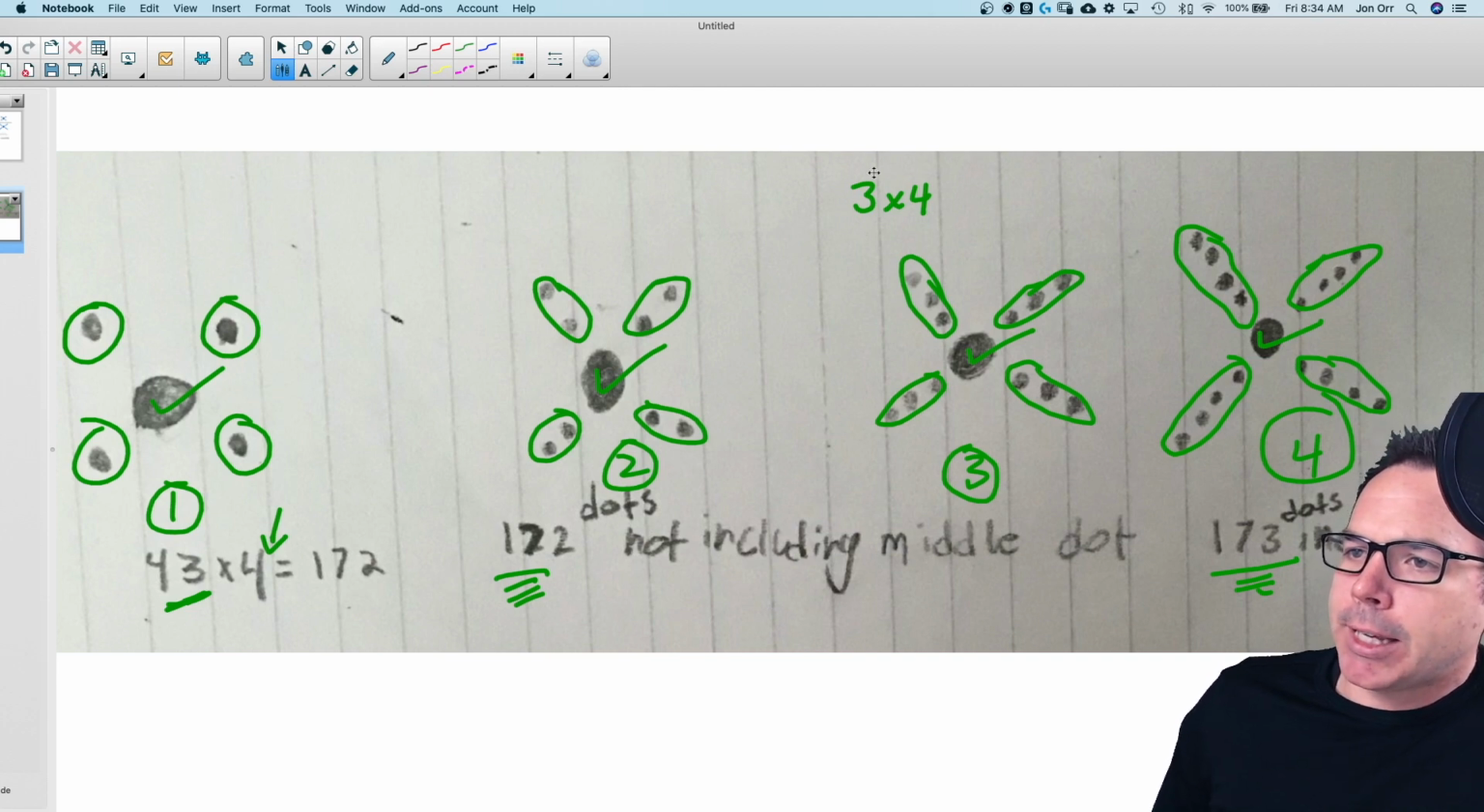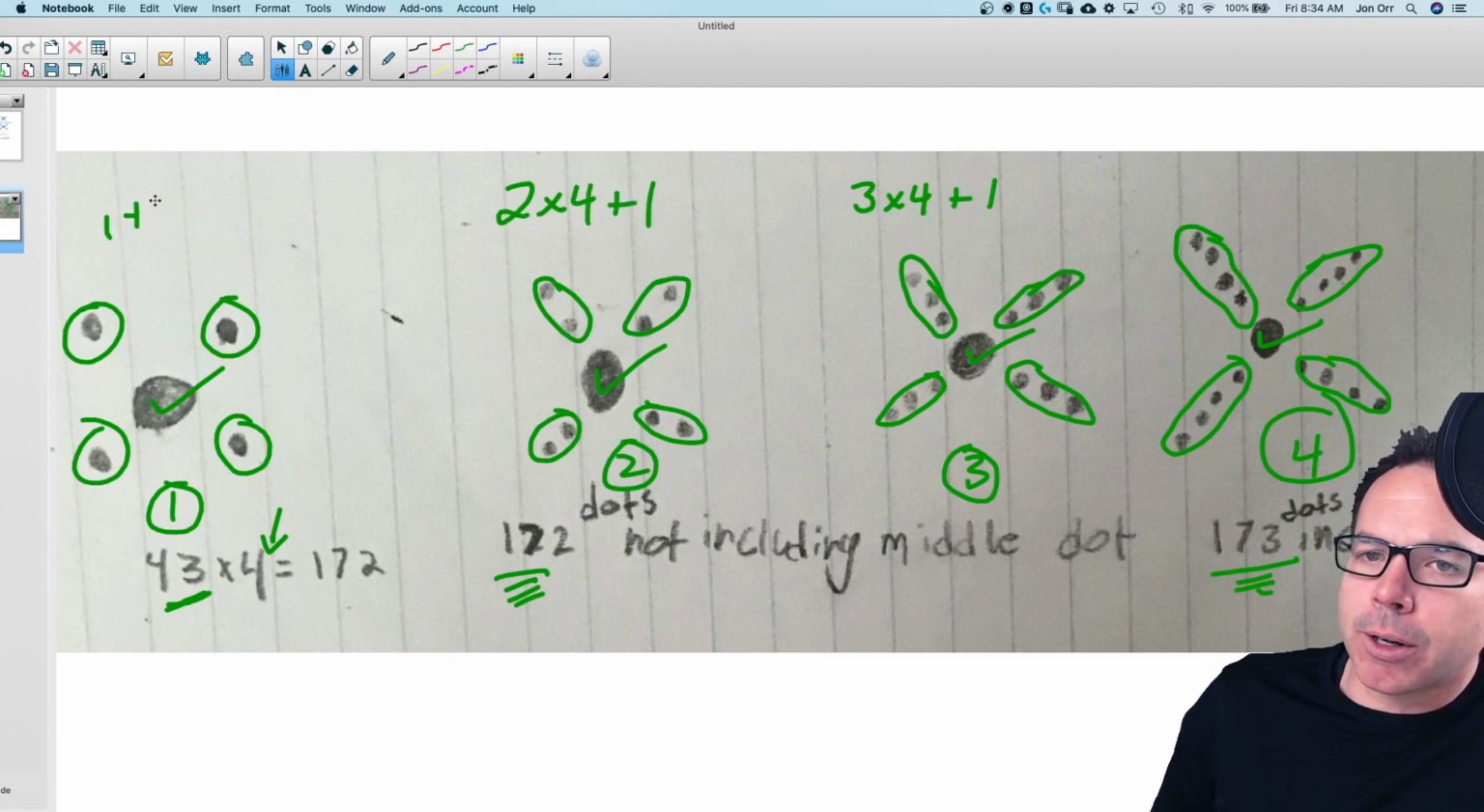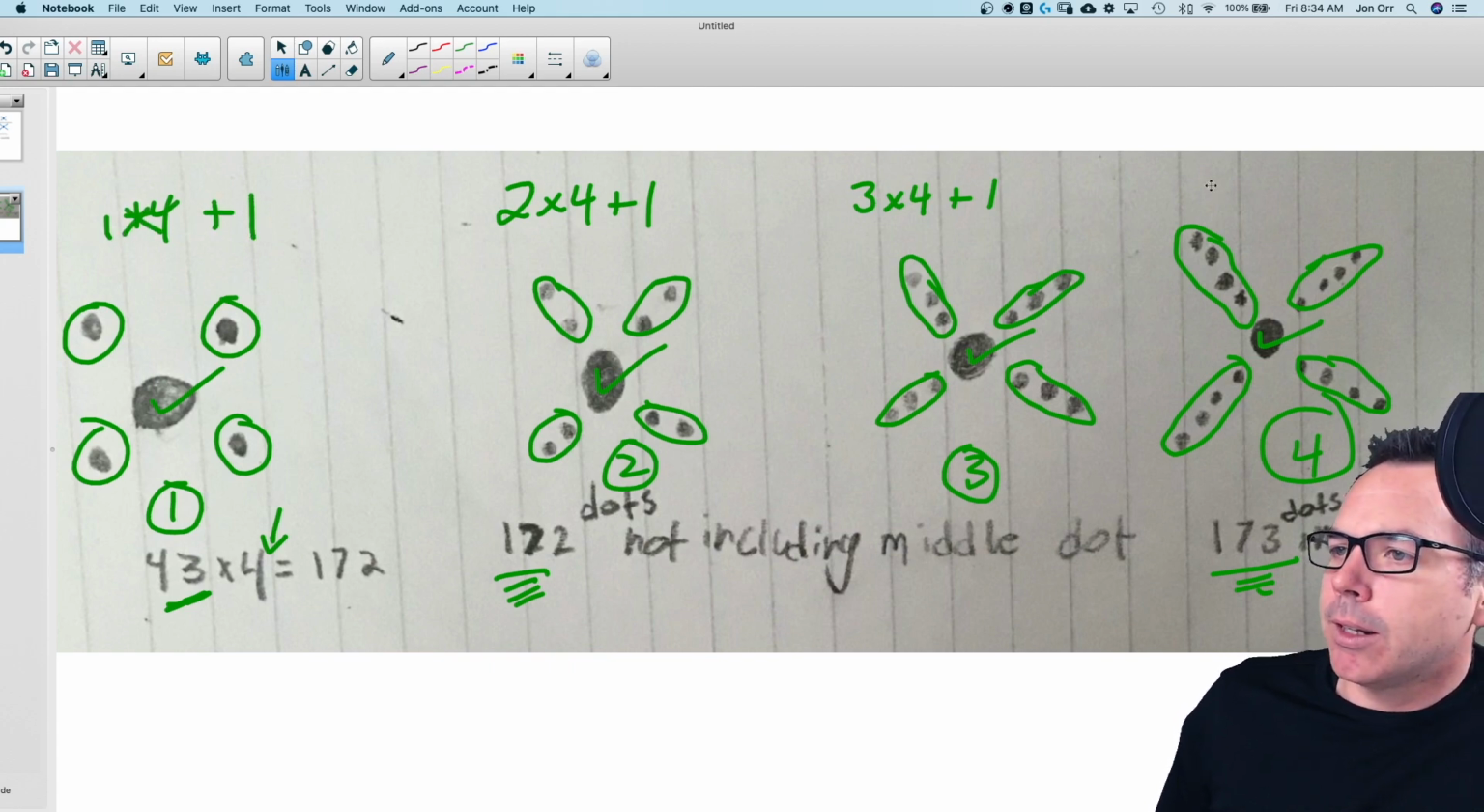So if in my calculation up here, I've got 3 times 4 because there's 4 groups of 3, and then we have that 1 in the middle. On this one, we had 2 times 4, and then we had that 1 in the middle. And on this one, we really have 4 groups of 1, and then that 1 in the middle. And on this one, we have 4 groups of 4, and then 1 in the middle.